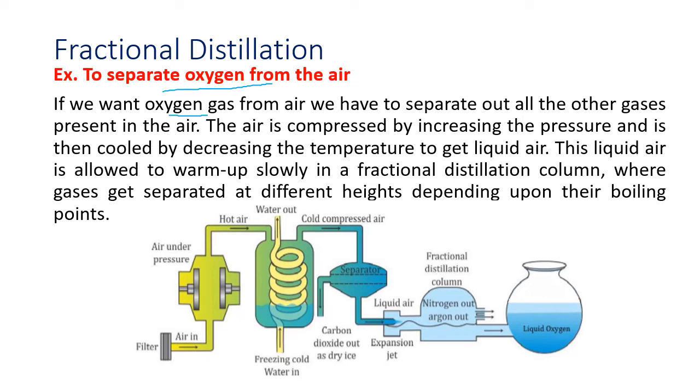So how does the process start? The air is compressed by increasing the pressure. You can see here the air is taken in and then the air is pressurized here. Increase the pressure. Okay? So the air has become hot. After that the air passes through the tube, then it is cooled down by using freezing cold water.